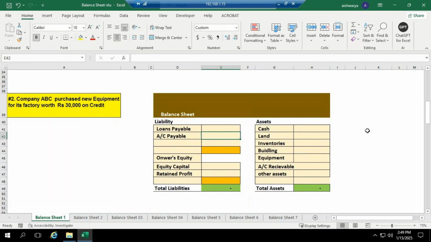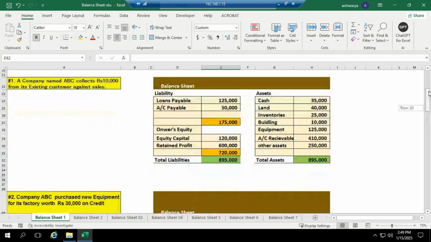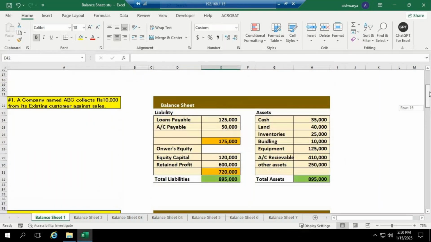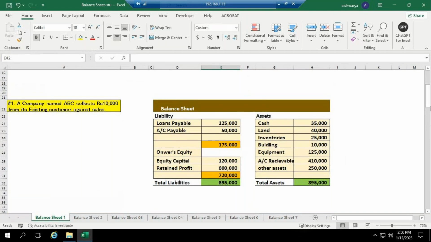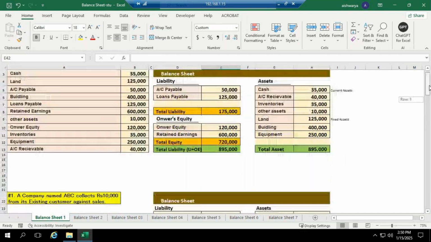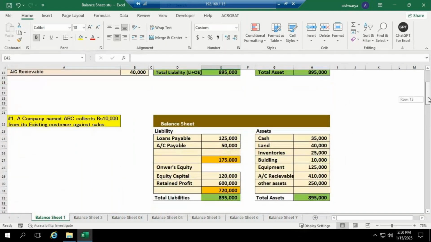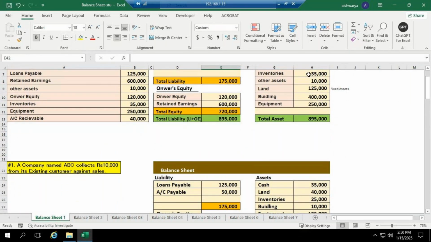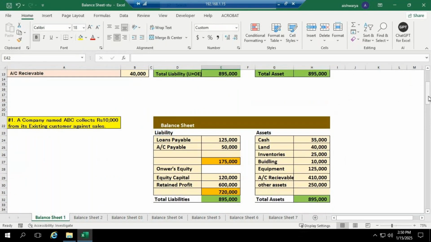Can you say once again, ma'am? Okay. See, which one do you want me to tell? The second one or the first one? First one only, ma'am. Okay, fine then. So here I have taken the values. I've just copied the values here.